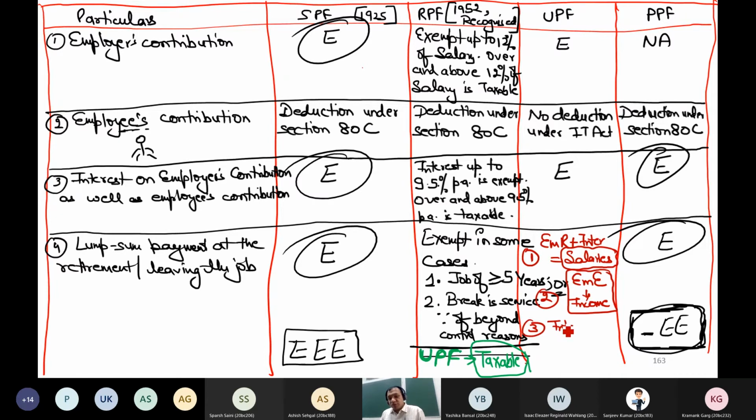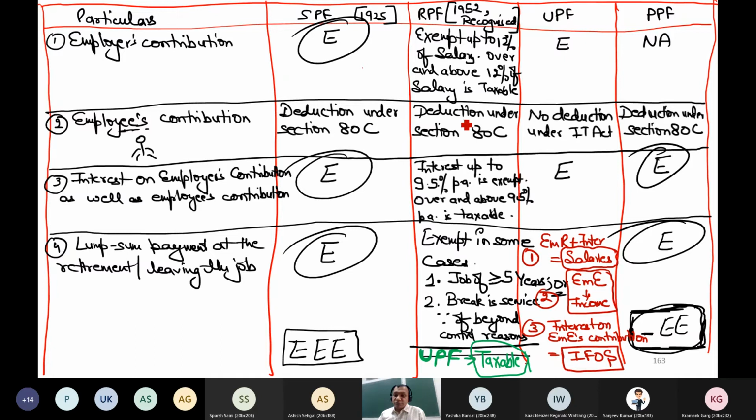Interest on employee's contribution is taxable as income from other sources, because there is no relationship of employer-employee in this interest, which was my contribution. So it has nothing to do with my employer. It was my contribution. I deposited somewhere and I simply got the interest. So with this interest, there is no employer-employee relationship. It is my income from other sources.